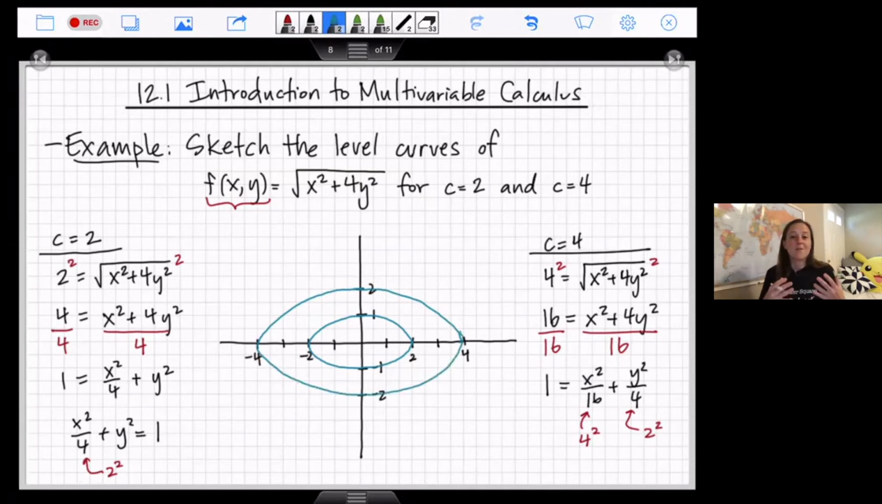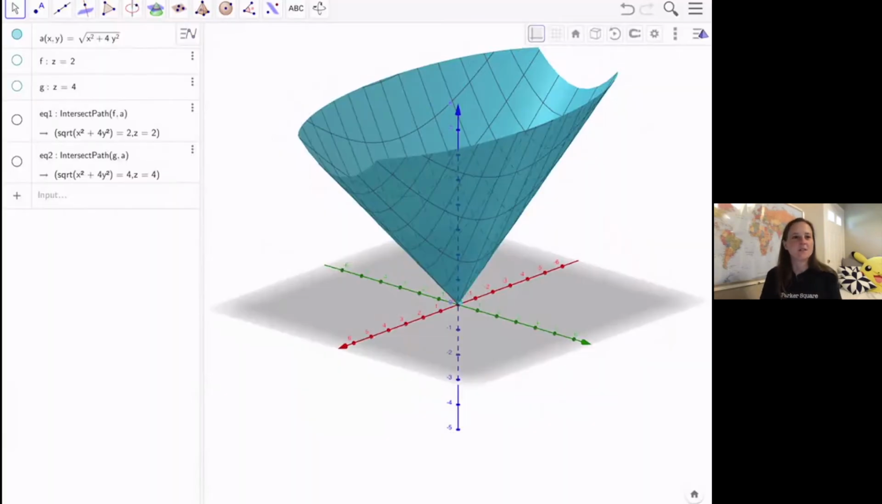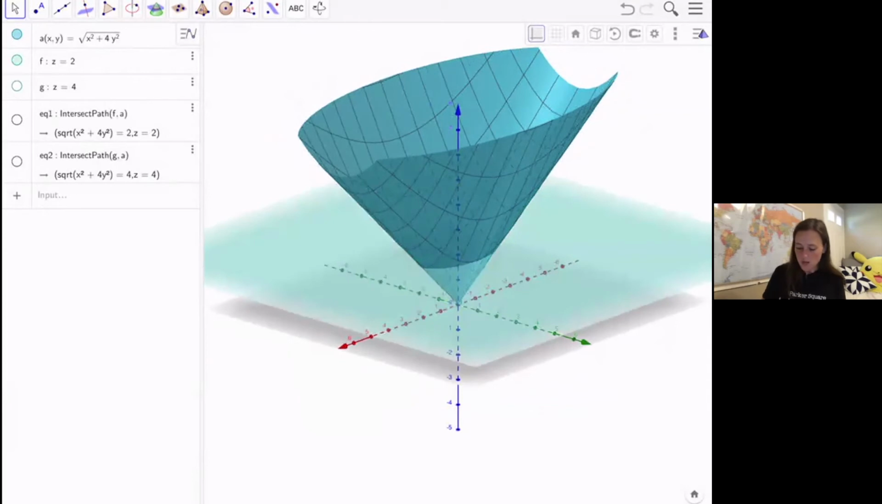All right, so there's our very limited topographical map of this surface. Let's go take a look and see what the surface looks like. All right, here's our surface, square root of x squared plus 4y squared. And we were slicing it with the plane z equals 2. And we got a curve that intersected there.